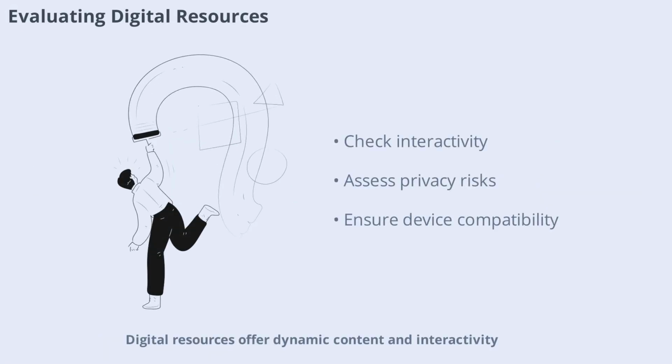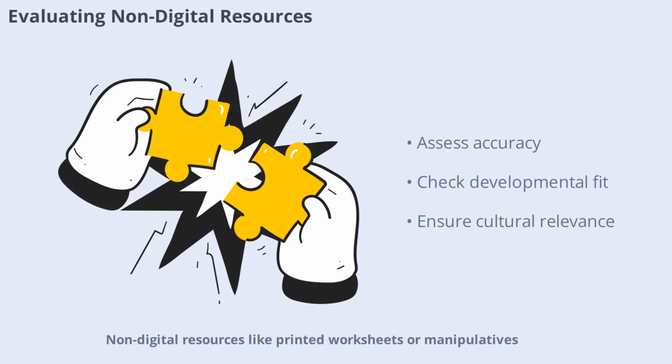Digital resources offer dynamic content and interactivity, but they also come with challenges like privacy concerns, bandwidth requirements, and device compatibility. When evaluating digital materials, check for accuracy, alignment, accessibility, and feasibility. Make sure the resource supports your instructional goals and can be used by all students. Non-digital resources like printed worksheets or manipulatives are often more accessible and require less technology. However, they still need to be accurate, developmentally appropriate, and culturally relevant. Evaluate these materials with the same rigor as digital ones, ensuring they truly support learning objectives.